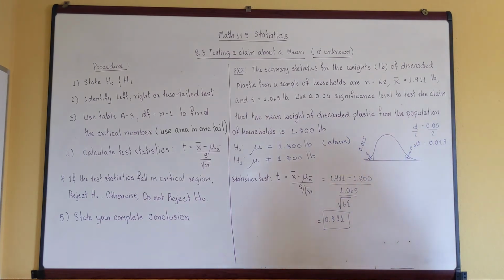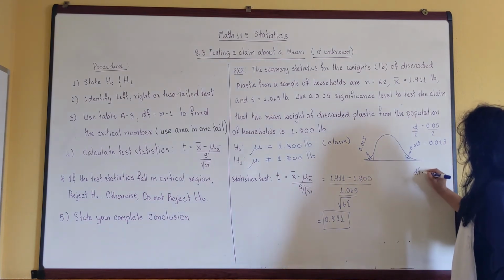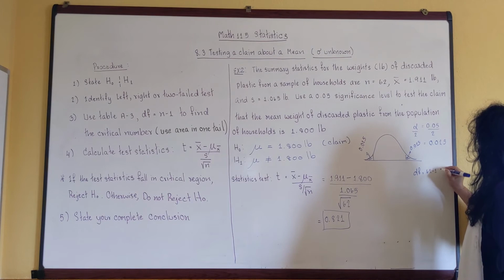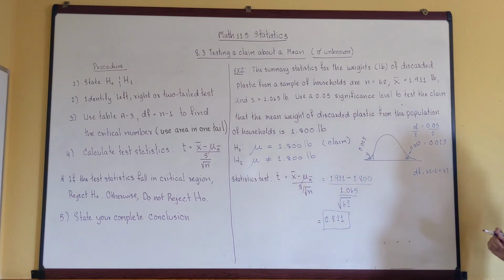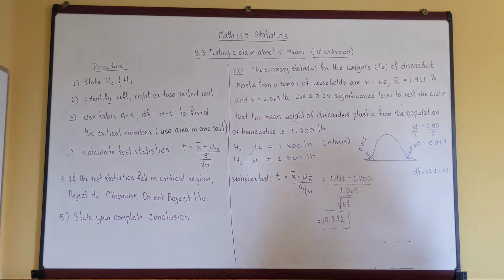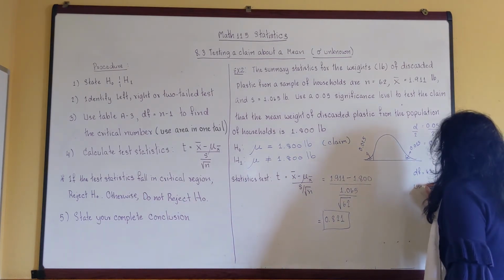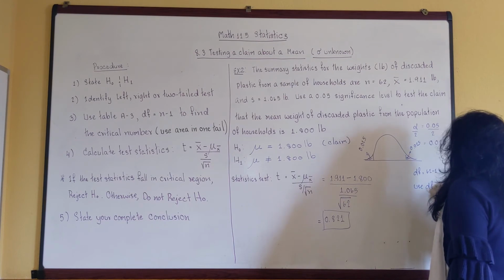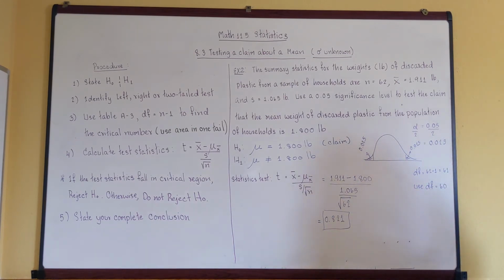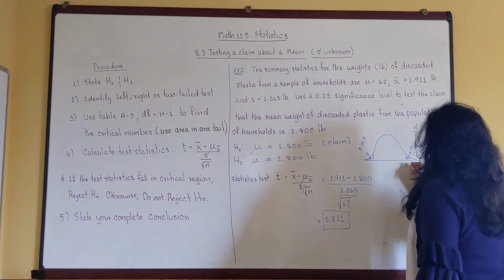You're going to use table A3. The degree of freedom will be the same, which is 62 minus 1, which is 61. Again, we don't have 61 in the table, so we use a degree of freedom of 60. Now go to the top, where it says area of one tail, and look for 0.025. It's going to be 2.00.